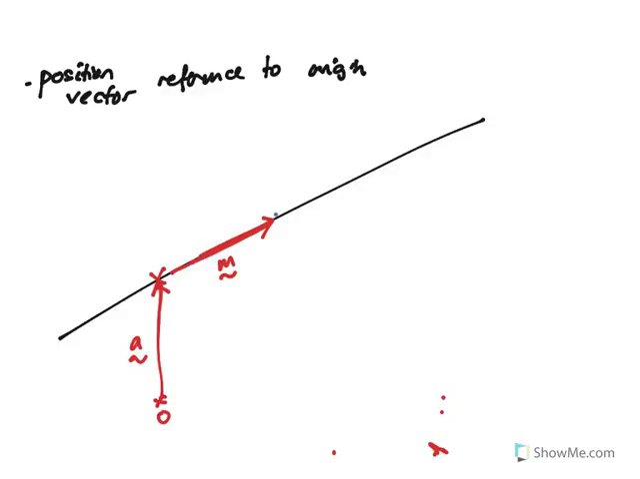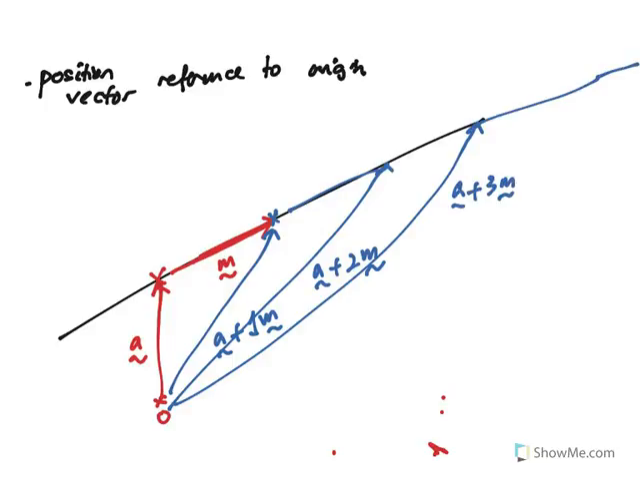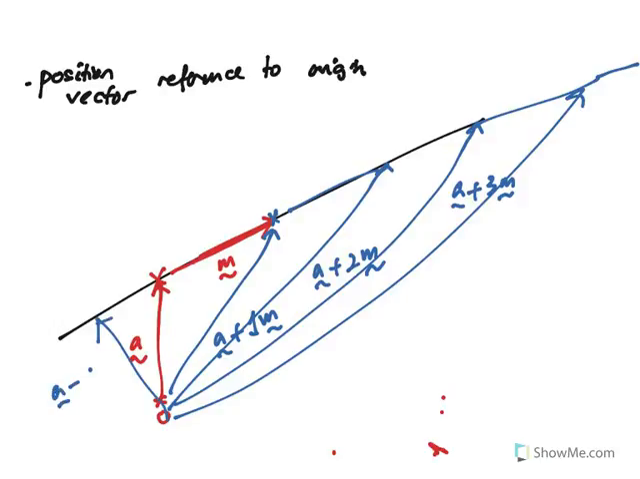1 time of M, I have this. This is A plus 1 time of M. If I go forward some more, maybe this is A plus 2 times of M. Forward some more, A plus 3 times of M. It can go on and on. It can go this way too: A minus 1 time of M. But you can see that all these numbers, negative 1, 1, 2, 3, just go along the line. They describe any point on the line.